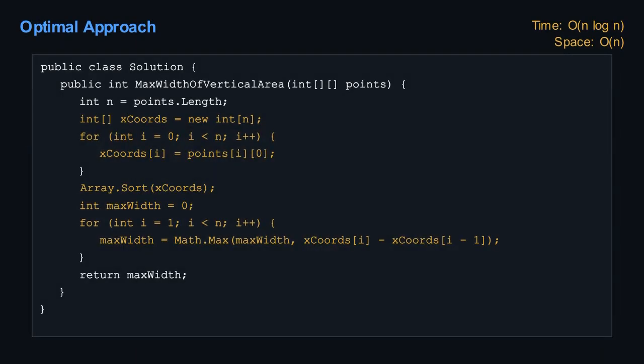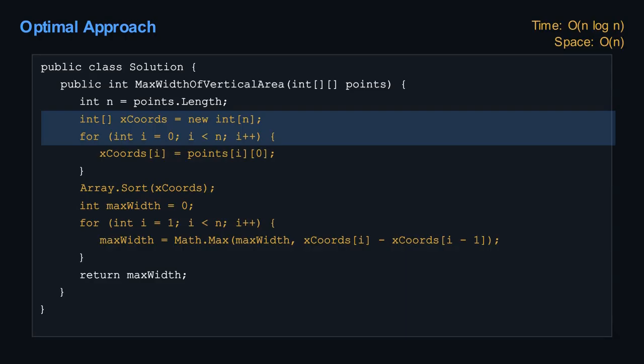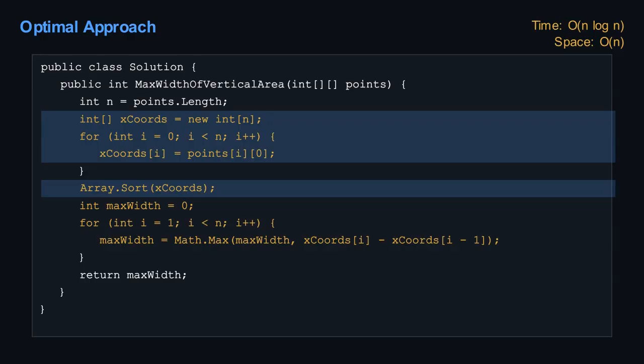The key insight here is that the y-coordinates are completely irrelevant. A vertical area is defined purely by its x-coordinates. To find the widest empty area, we only need to consider the gaps between adjacent x-coordinates after they've been sorted. Think about it. If there's a wider gap between non-adjacent x-coordinates, there must be points in between them, making that area not empty. So we extract all x-coordinates into a new array.